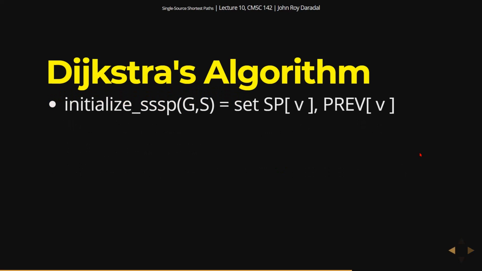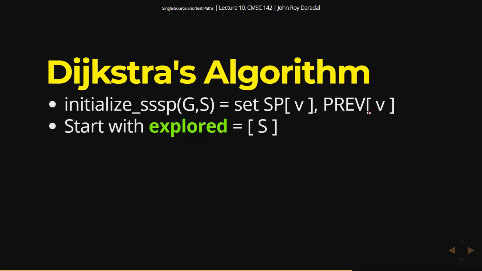So, how does Dijkstra's algorithm work? First, we will still use the initialize SSSP. We'll set the SP of V of each vertex to infinity, and then previous of V to null. And then we will start with the source vertex as being explored.